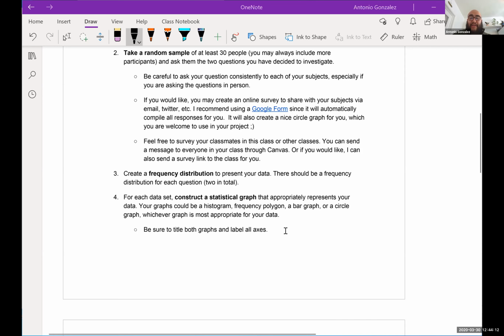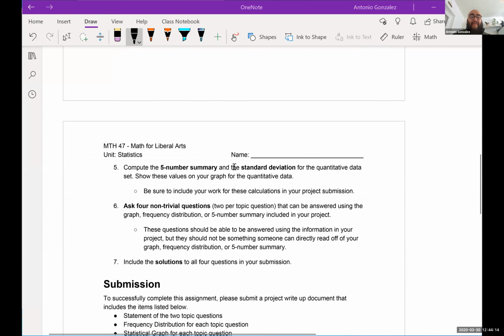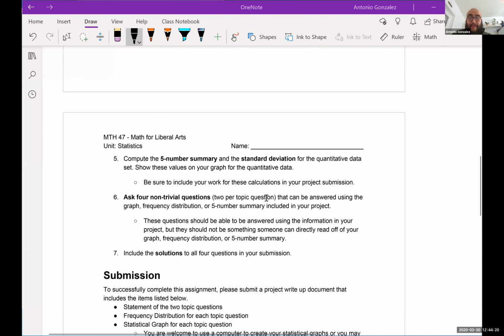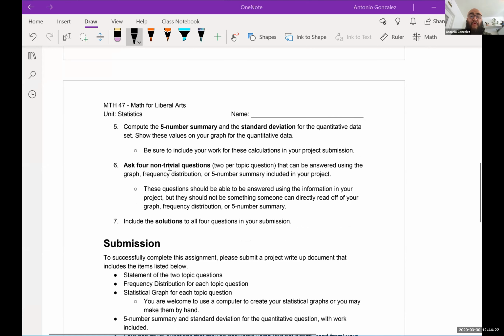And as always, make sure to title your graph and do all that stuff. Then a 5-number summary and standard deviation, which we'll go over today, so hopefully that will make more sense. And then ask 4 non-trivial questions, 2 per topic question.